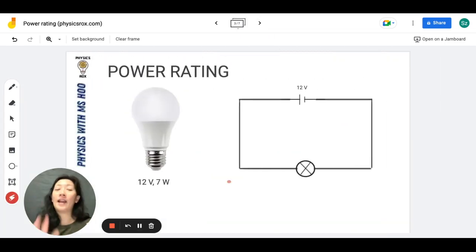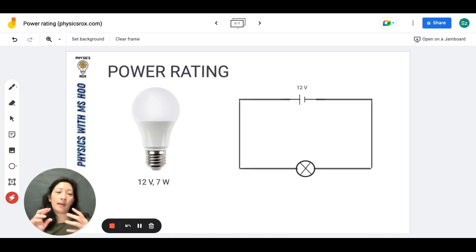Here's another example. This particular light bulb is rated at 12 volts, 7 watts. That means you need to connect it to 12 volts for it to function at the correct rate stipulated by the manufacturer. When you connect it to 12 volts, this lamp will use 7 watts of power or 7 joules of energy per second. At this point, this light bulb will light up with the normal brightness based on this power rating. So that's what this means.